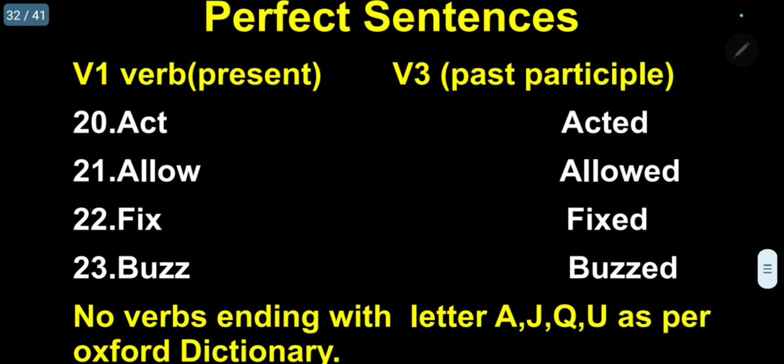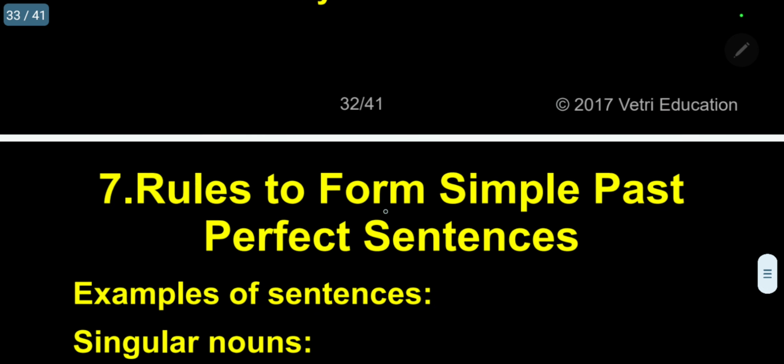Now, one more important piece of information I want to give. I have observed from the Oxford Dictionary that there are no verbs ending with the letters A, B, J, Q, and U. So these letters are not used as verb endings as per the Oxford Dictionary. It is my observation. Kindly follow.